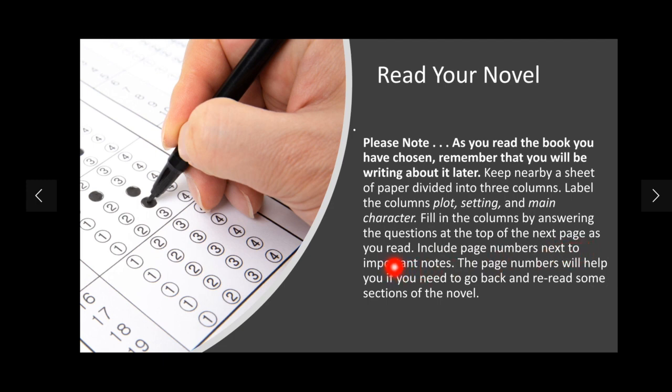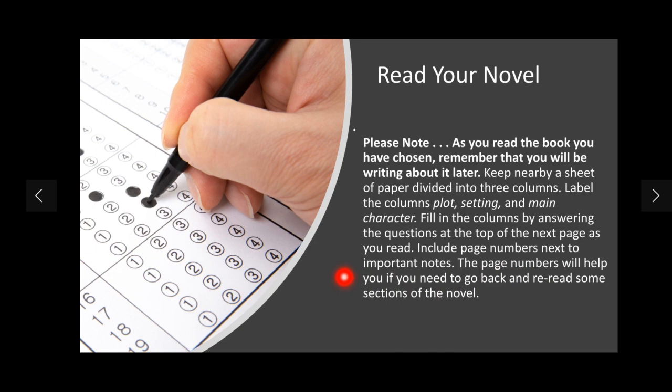Now, fill the columns by answering the questions at the top of the next page as you read. I'll provide you some questions. You have to ask those questions of yourself and then answer them in the 3 relevant columns. Include page number next to important notes. If you're making notes, you have to write the page number because you might forget later on when you review it. The page number will help you if you need to go back and reread some section of the novel.